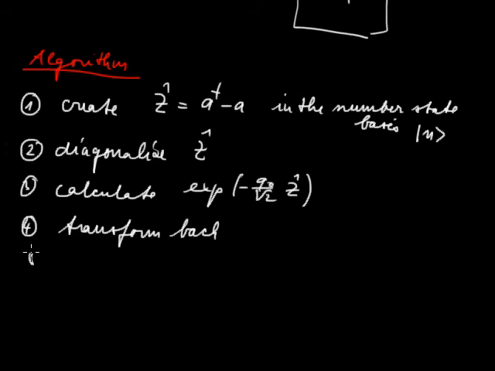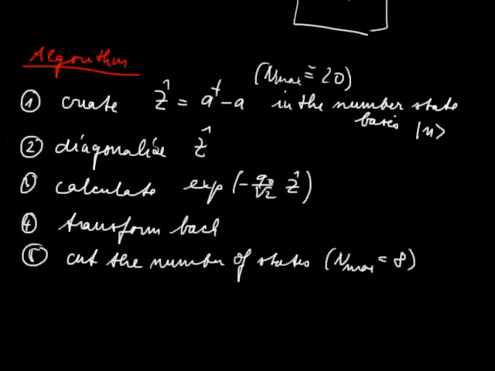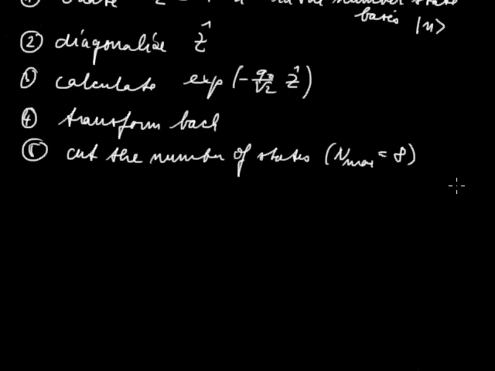Five is to cut the number of states. So this we create with, let's say, some n max equal to, I don't know, 20 for example, but these are just orientational numbers. And here we cut the n max to say 8 or something like that. This has to be checked by some convergence criterion.